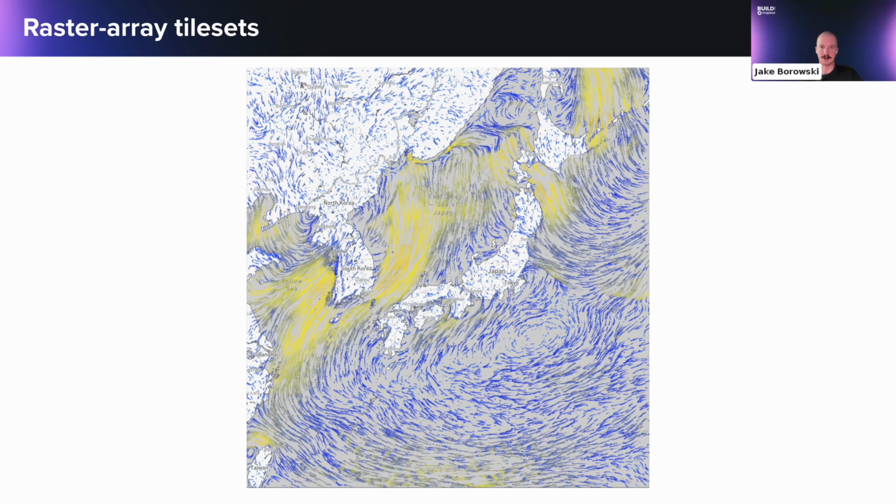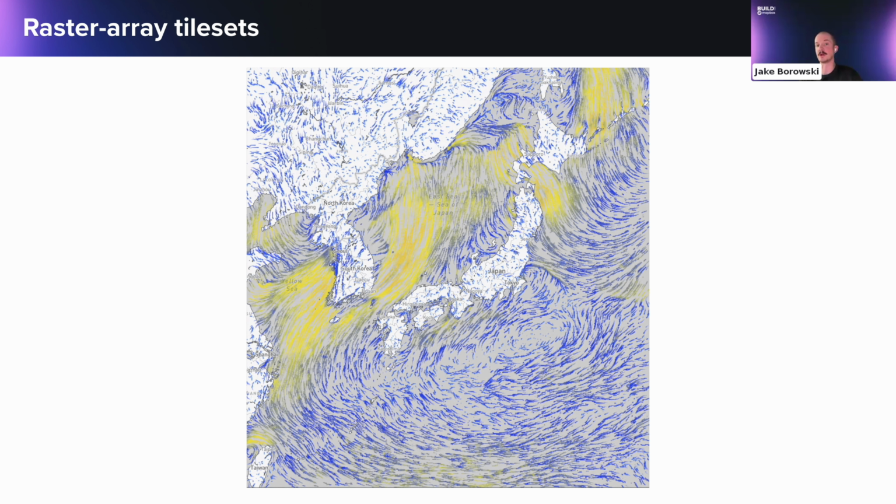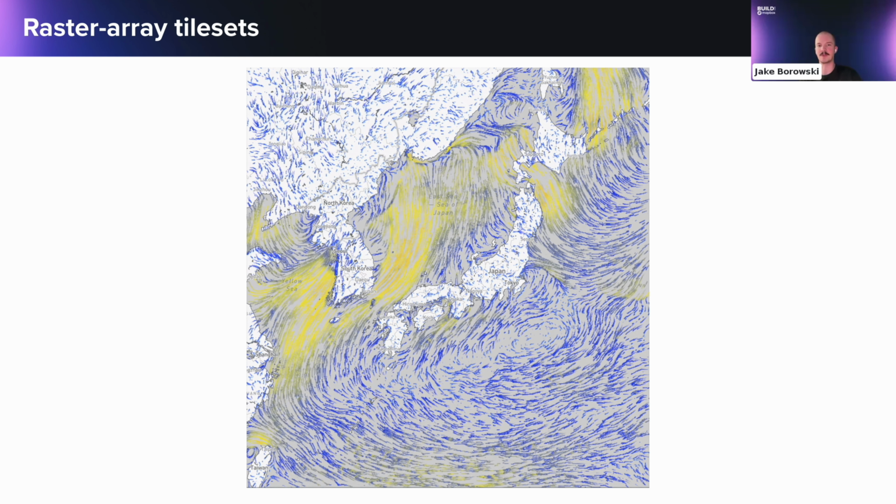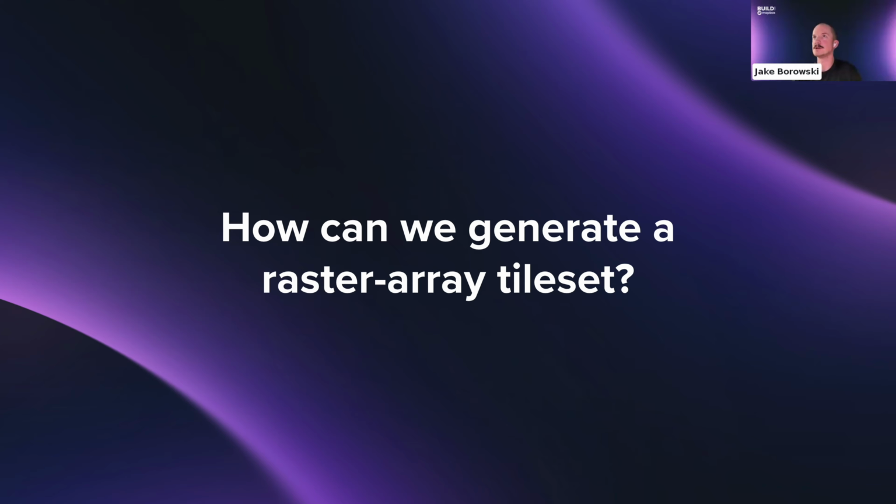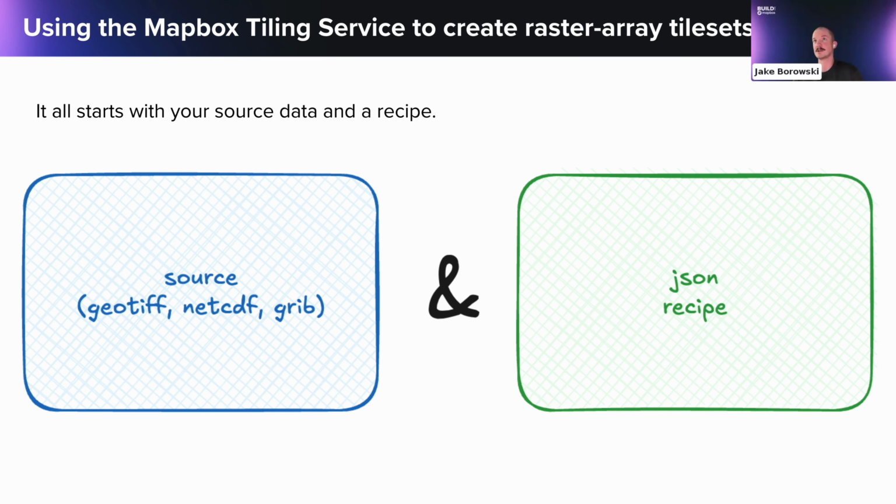And this last one here is just a representation of wind around the island of Japan. So how can we generate raster-array tile sets? The main way of doing this is through the Mapbox Tiling Service.